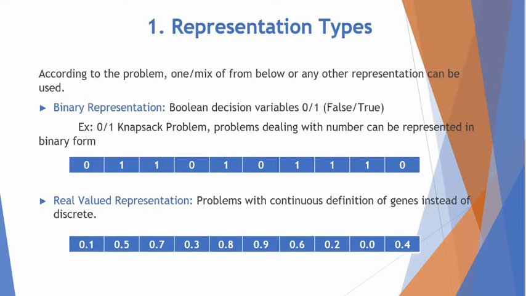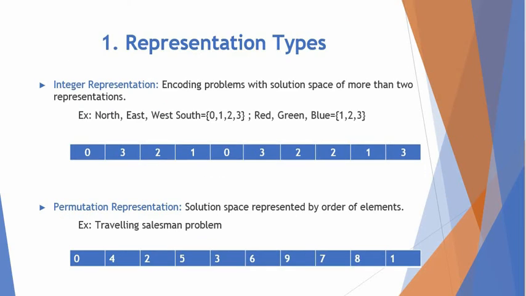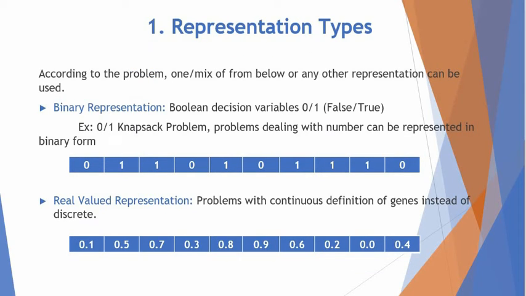There are several types of representation: binary representation, real valued representation, integer representation, and permutation representation. Let's talk about binary representation first. They are like Boolean decision variables, 0 or 1, or true or false. The best example for it is the knapsack problem. Problems dealing with numbers can be represented in the form of 0 and 1. In real valued representation, problems are represented as continuous variables like 0.1, 0.5, 0.7 and so on.